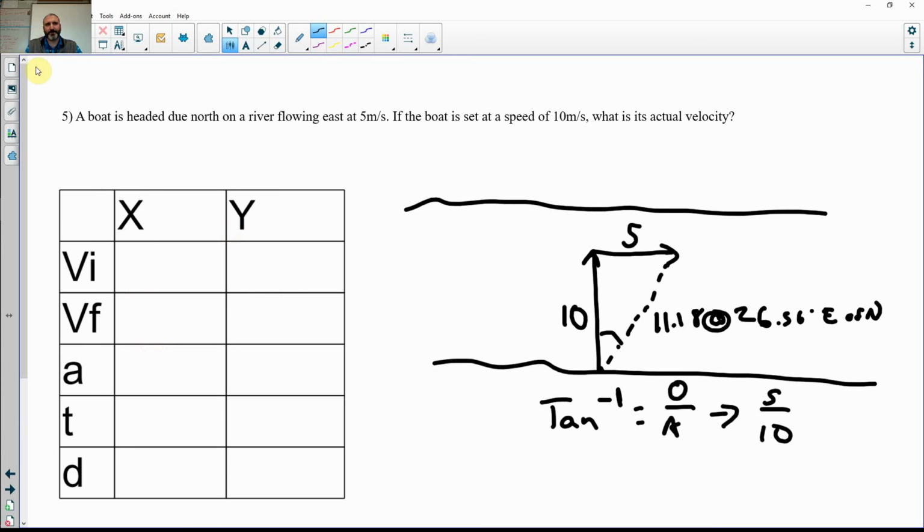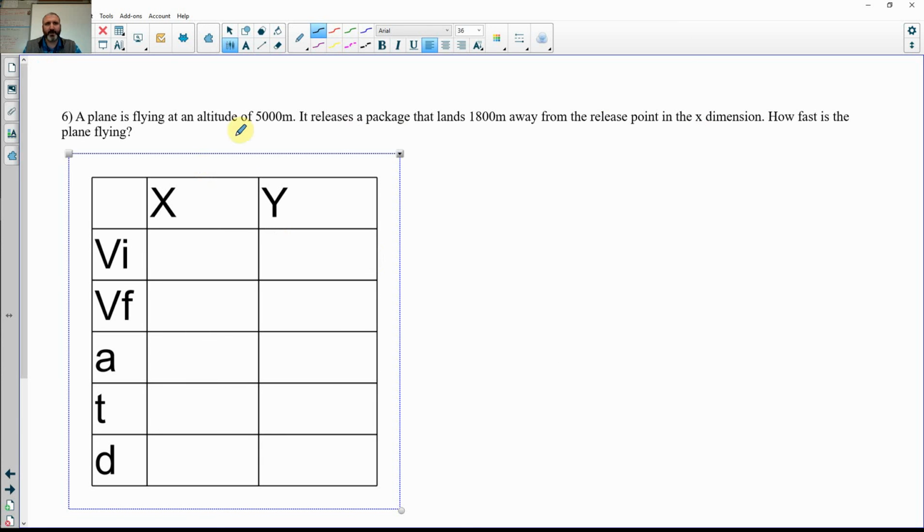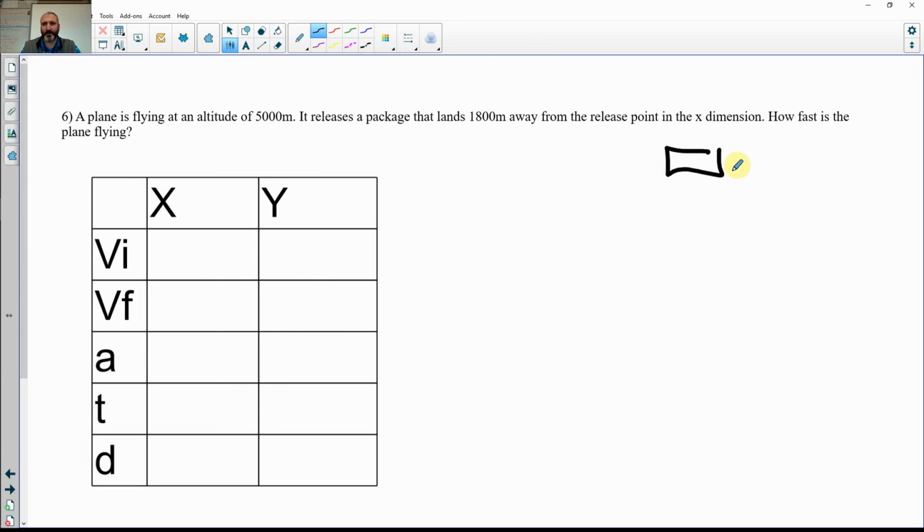So there's that. And then finally, a tough cliff problem. Plane is flying at an altitude of 5,000 meters. It releases a package that lands 1,800 meters away. So all I give you is displacements. So this is going to be interesting, isn't it? So here's my plane, bad plane. It's flying 5,000 meters high, and this package lands 1,800 meters away from where it started.